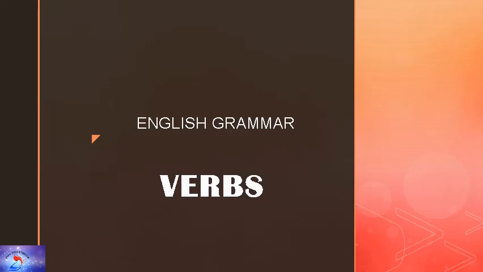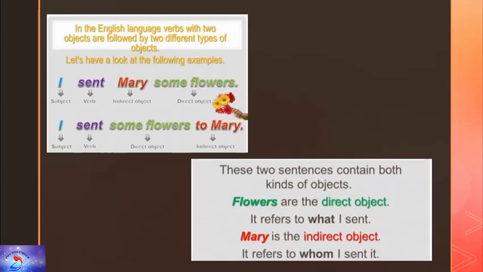In today's session, we are going to discuss a new chapter from your English grammar textbook. The name of the chapter is Verbs. In the English language, verbs with two objects are followed by two different types of objects. They are direct object and indirect object. So let us see an example.